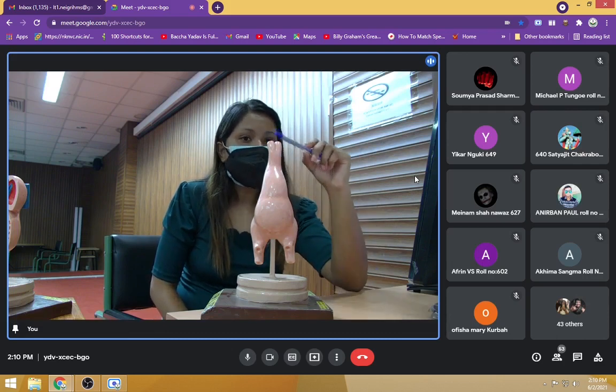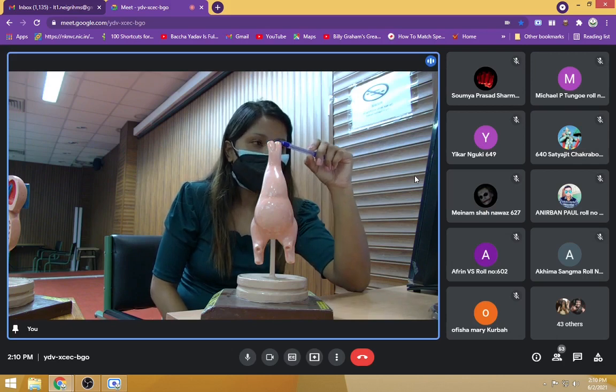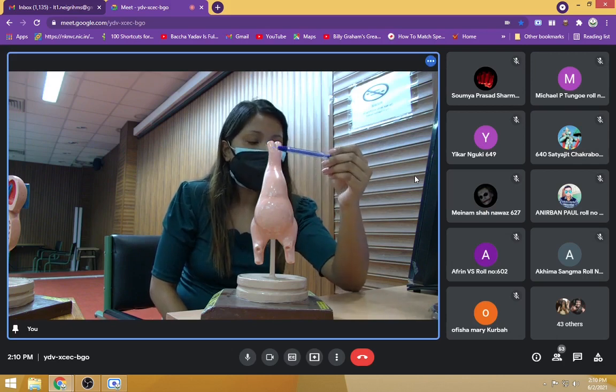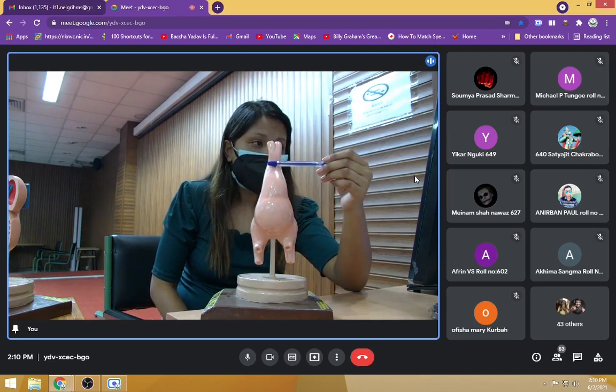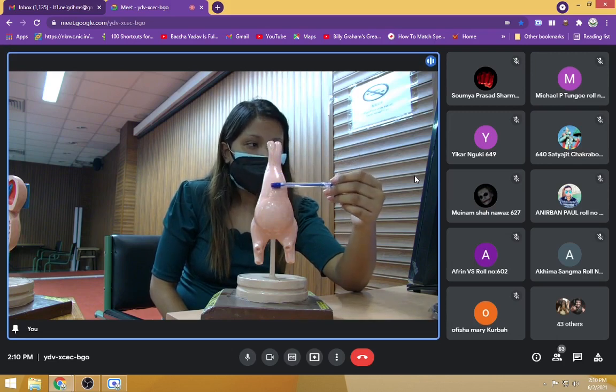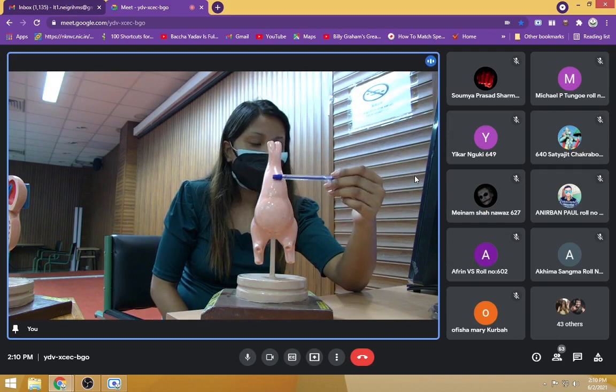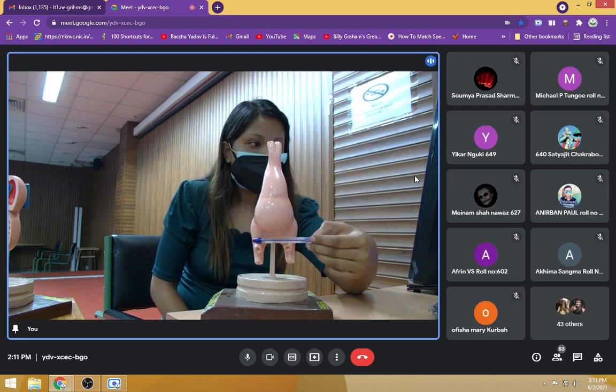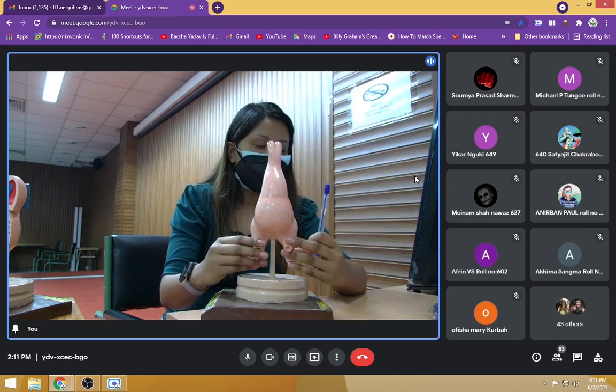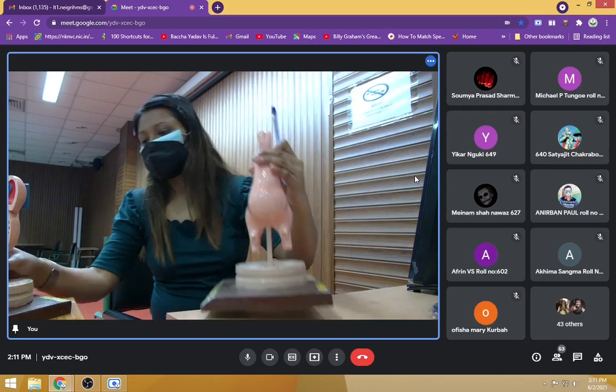The truncus arteriosus will form the outflow tract. Then we have the conus cordis. Then we have the proximal one-third of the primitive ventricle. This part is for the left ventricle in the bulbous part. The primitive ventricle will form the trabeculated part of the right ventricle. This is the common atrium. This is the sinus venosus, and the down part is the horn of the sinus venosus.